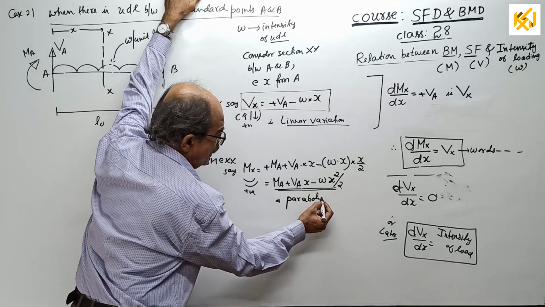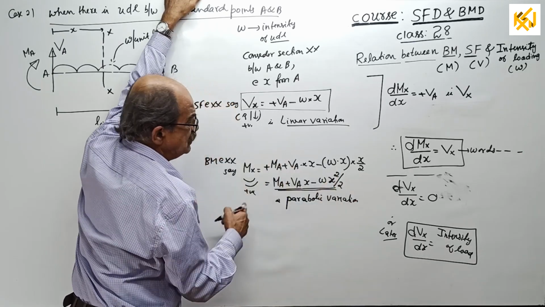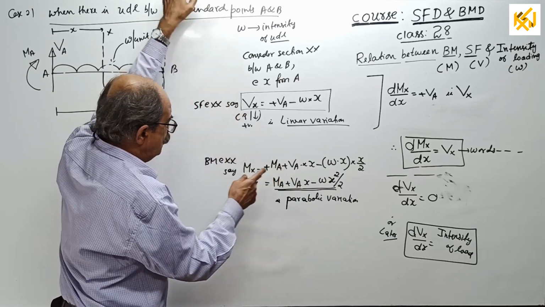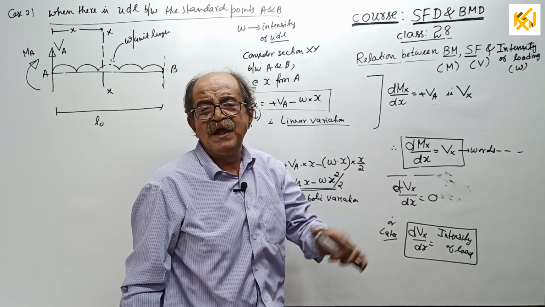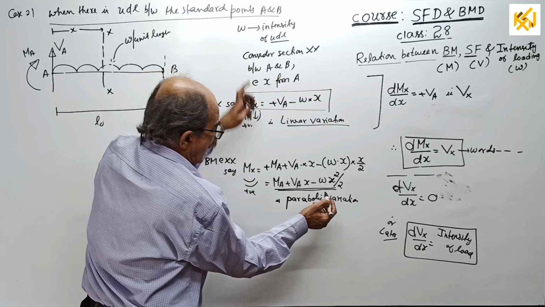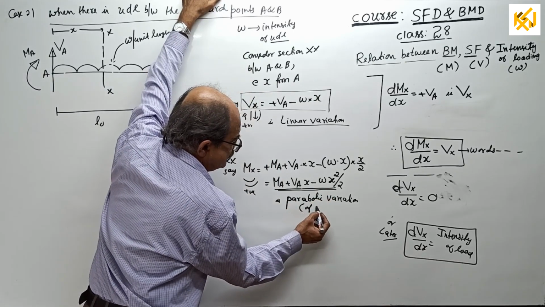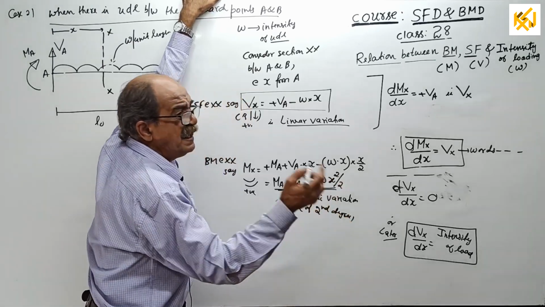You should know that one. Parabolic variation. I am dictating here. Variation means what? Highest power of x is 2 means the variation of bending moment between two standard points will be parabolic when there is UDL, or you can tell parabolic of second degree. That is x square is there. Second degree curve it is.